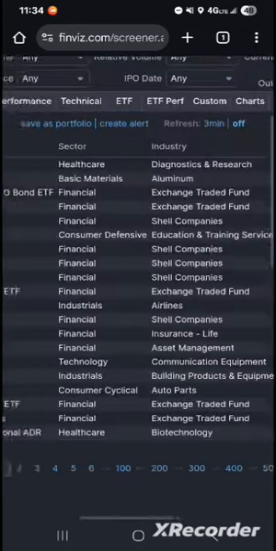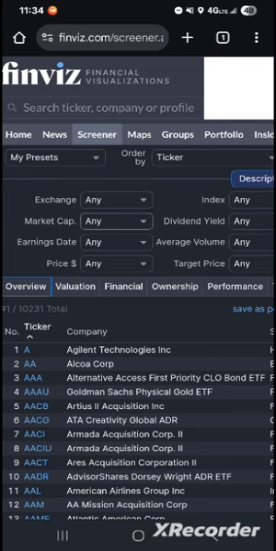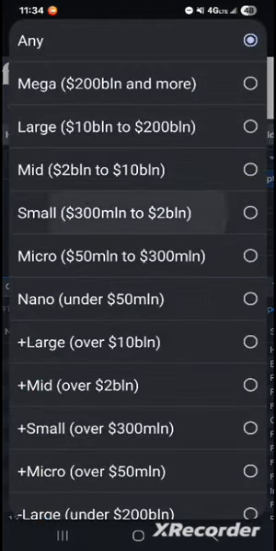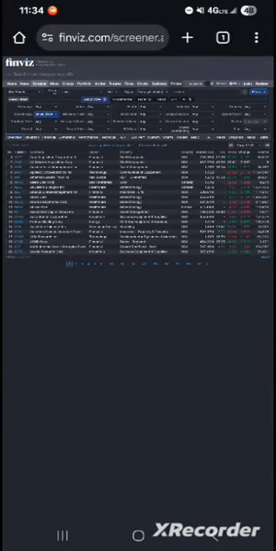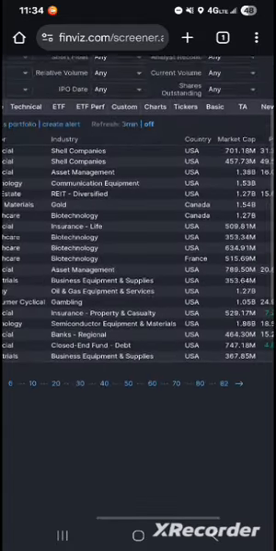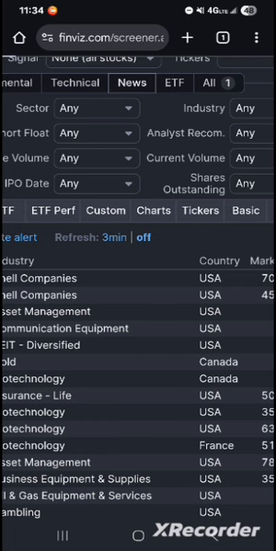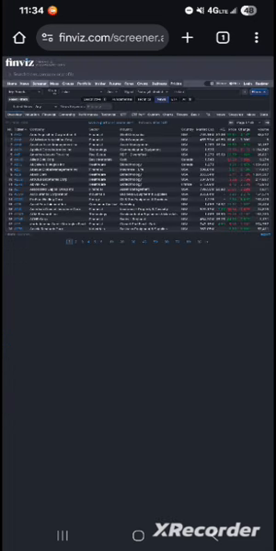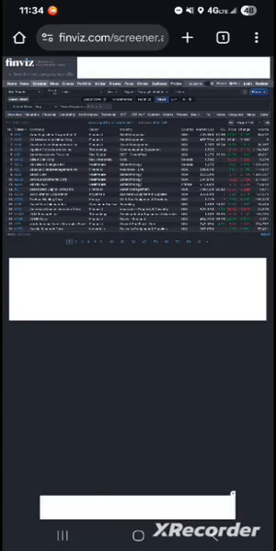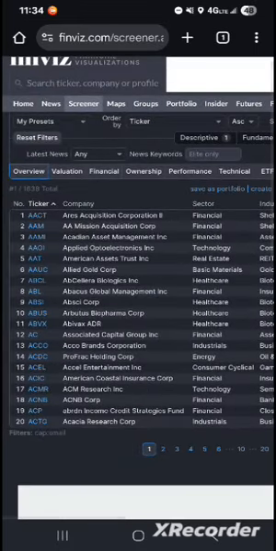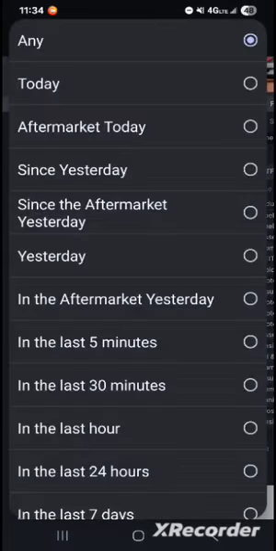From here, you want to go to market cap, small cap. Once this loads up, we want to go over to news. From here, once this loads up, I want to go over to latest news. Hit today.